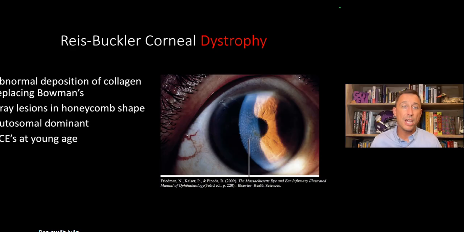Reis-Bücklers corneal dystrophy. I have a handful of these patients. Why I bring this dystrophy up is it usually affects young people. The patients that I've had have been 16 years old, 17 years old. This affects Bowman's layer. Kind of looks like a honeycomb-shaped lesion. It's gray in appearance, a little deeper than the epithelium, but not quite in the stroma. Autosomal dominant, and really you just maximize the patient's vision with contact lenses, glasses.